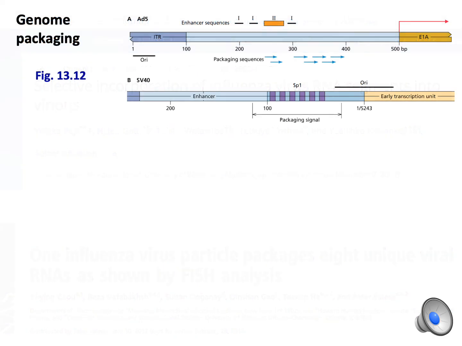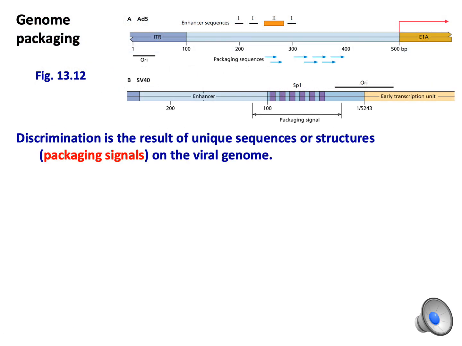Okay, so how do we understand this? How do we study this experimentally? We know for a number of viruses that discrimination of what is genome and what needs to be packaged and what is not is the result of unique sequences or structures called packaging signals that are on the viral genome.